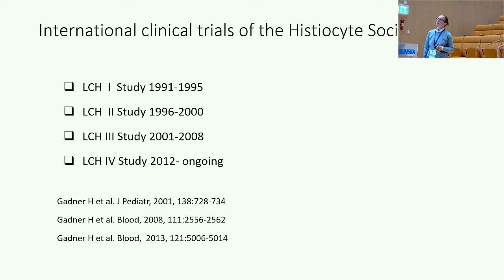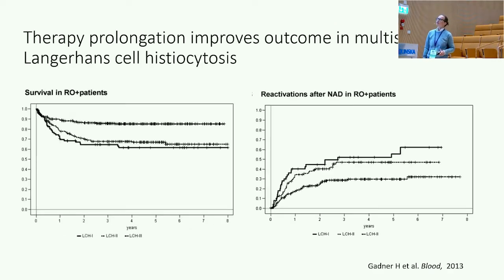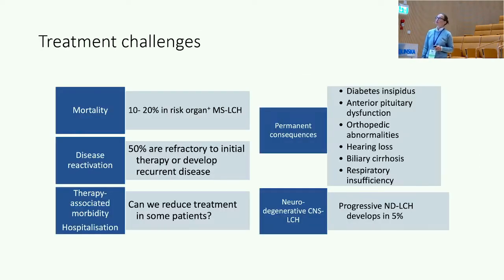Clinical trials run by the Histiocyte Society started in the 90s. We now have the LCH4 study, and the LCH4 study is based on the results of the first 3 studies. And this is just showing you how much prognosis got better with chemotherapy. This is the survival in risk organ positive patients, and this is the LCH3 study, and you can see that the survival is much, much better. And whereas the reactivations after no active disease in risk positive patients also became much, much better. So this was based on a more intensive chemotherapy treatment, which was effective in most patients.